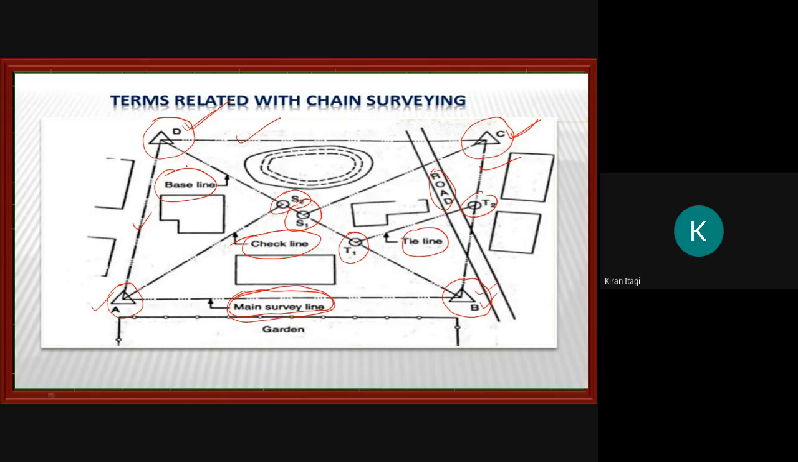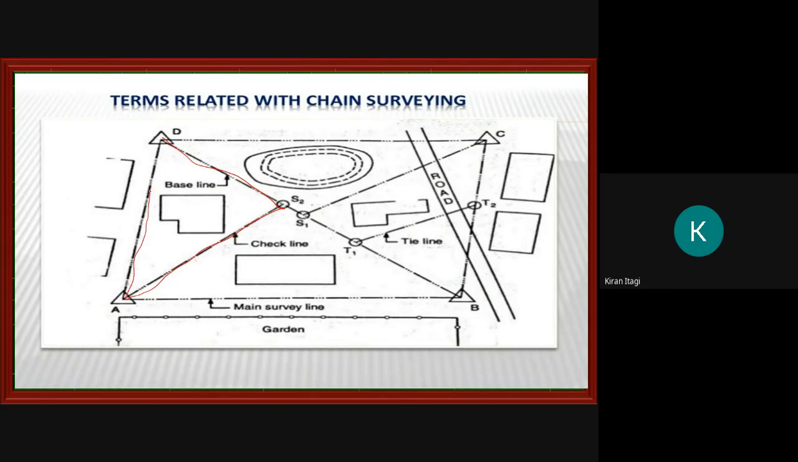What we are doing is dividing the area into triangles. If I clear this one, here we can see the triangles, which means we are following the triangulation method. We are dividing the area into a number of triangles. We also have substations, check lines, check stations, and tie lines. We will see one by one how important these are. This is the most important thing while doing chain surveying.